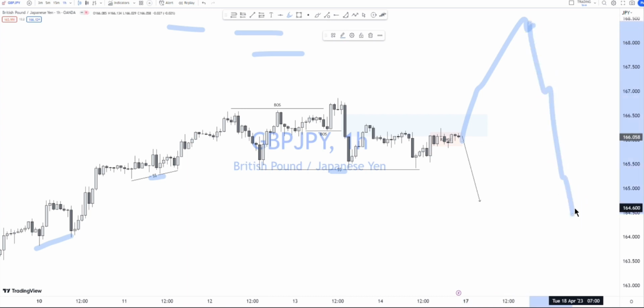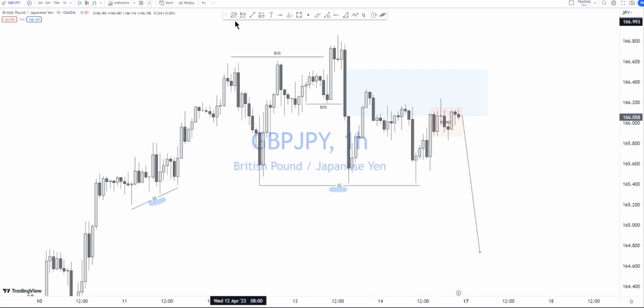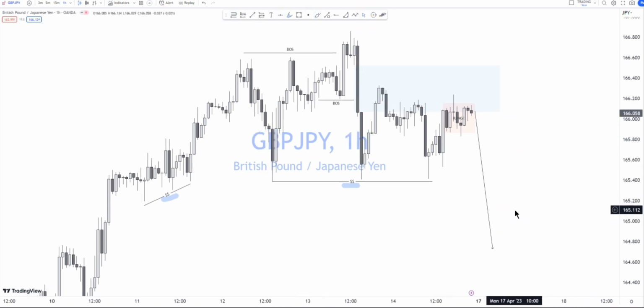That's the thing, we don't know when the market is gonna chase that liquidity, but we definitely know for sure that the market is gonna come for that liquidity. So that's basically what I wanted to break down for you guys.